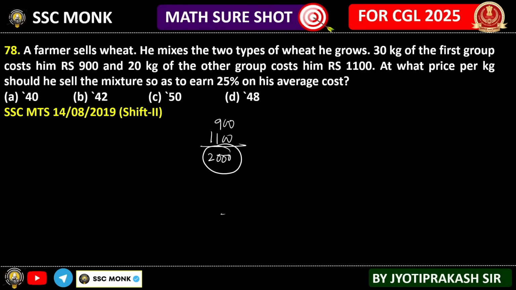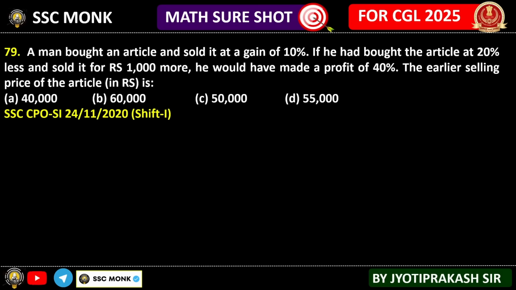Now he wants to sell this 2000 rupees at 25% profit, that means at this price, but he wants to find price per kg divided by 50. 5 tens are 50, 0 0 gone, 4 50s are 100. So price per kg he is selling at 50 rupees. That is option C. Next, a man bought an article and sold it at a gain of 10%. If he had bought the article at 20% less and sold it for 1000 more, he would have made a profit of 40%. The earlier selling price is what? Let's say he purchased at 100x and sold at 110x.